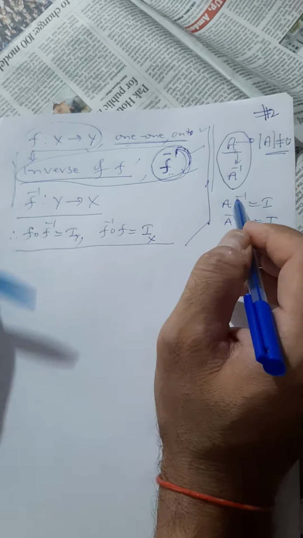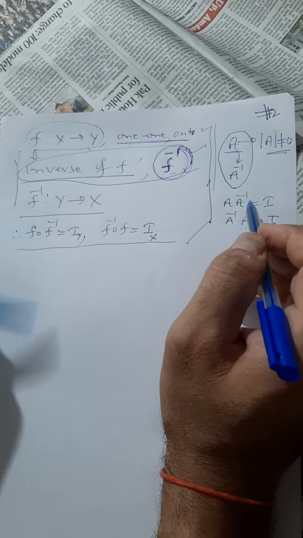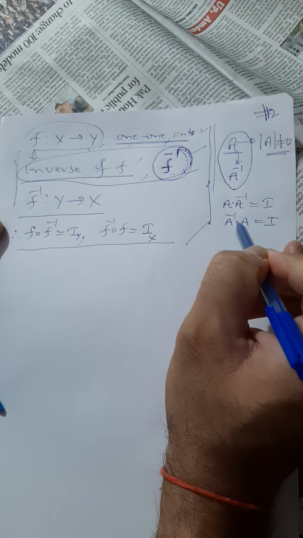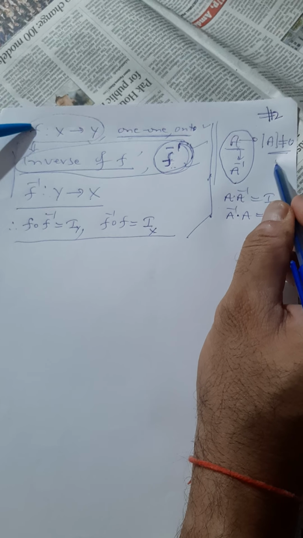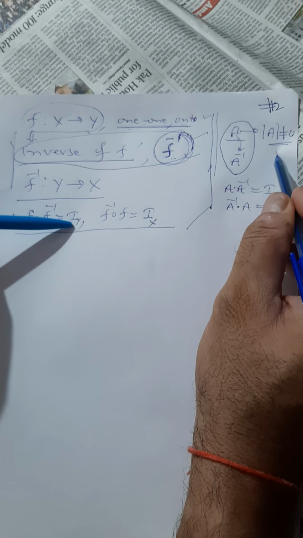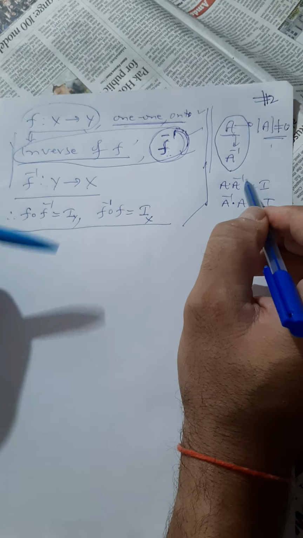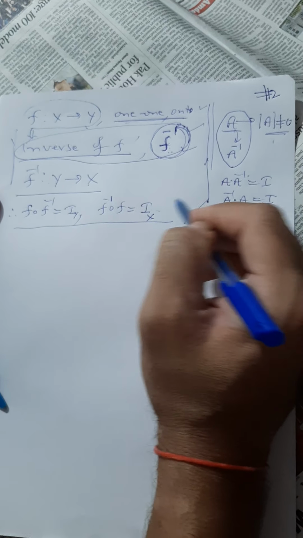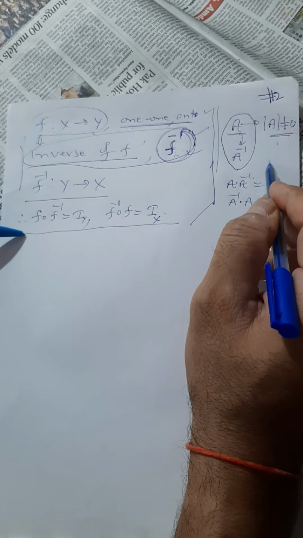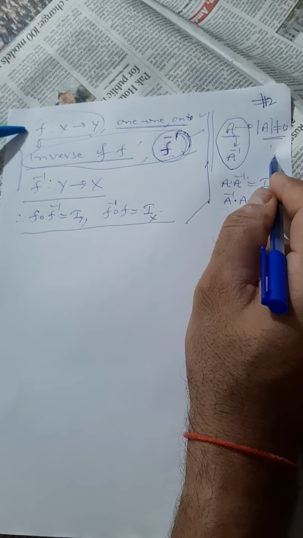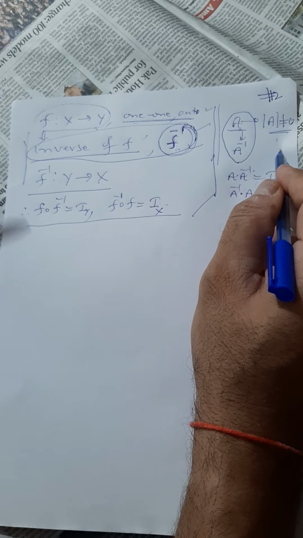And if you compose these two, here this is the operation. In matrices the operation was multiplication. So when I compose a function and its inverse, you will get identity. This we will learn later on in detail. And if I do reverse, again you will get identity. So with this concept, we will go to inverse of trigo functions.